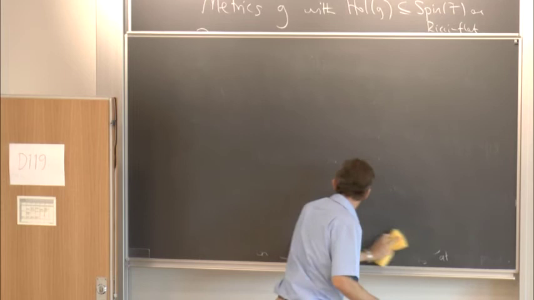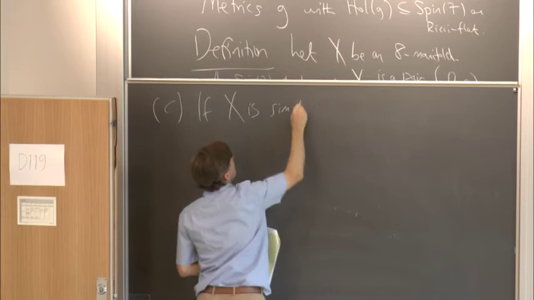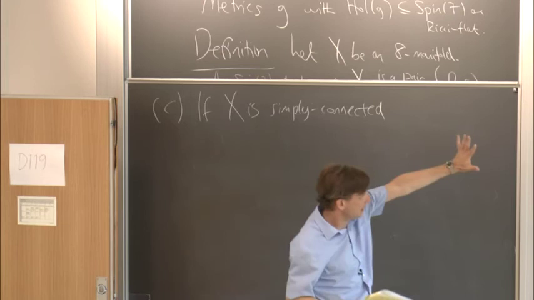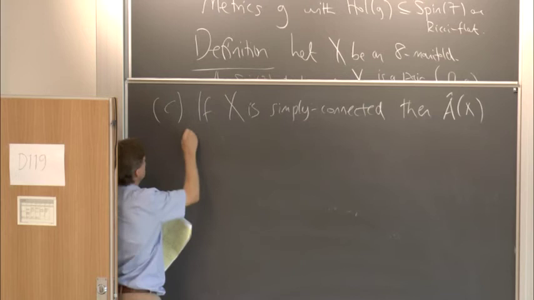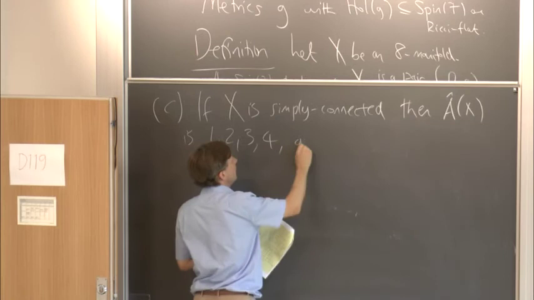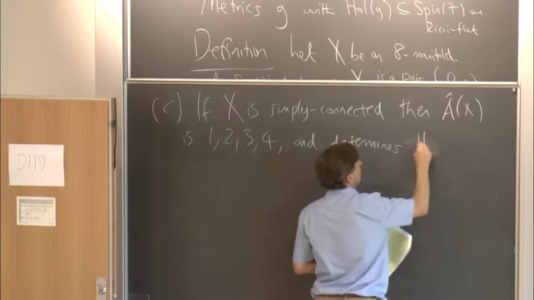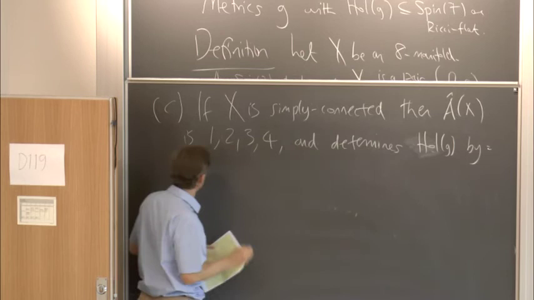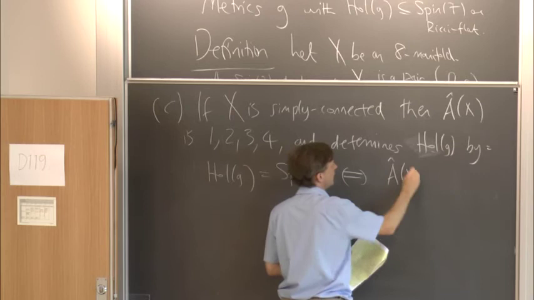And then the third part says if X is simply connected, and this thing is a Spin(7) manifold, so it has a torsion-free Spin(7) structure, then A-hat of X is either 1 or 2 or 3 or 4, and it determines the holonomy group G. Firstly, the holonomy group of G is Spin(7) if and only if A-hat of X is 1.